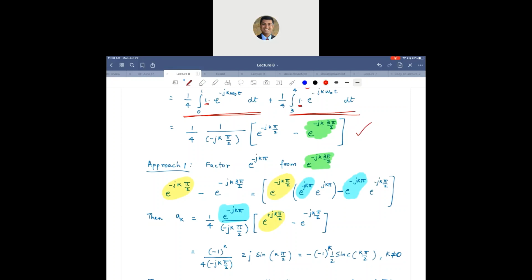This is being written as that, minus plus is there, factor out e to the minus jk pi, 1 over 4. So all of this remains as is. You have factored out this term and this term as this term. What is left inside is the product of these two, which is that, and this, which is that.